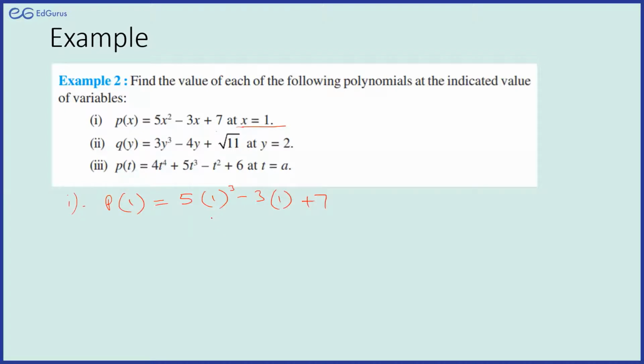Yes, ma'am. So when I write P of 1, what am I doing? I am substituting 1 जहां जहां पर x था. जहां भी x था वहां पे मैंने 1 लगा दिया. ठीक है ना? यही कर रहे थे हम.